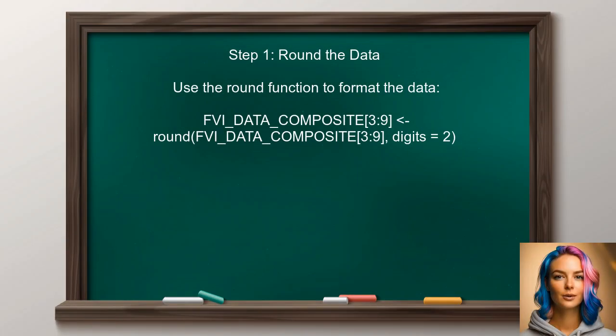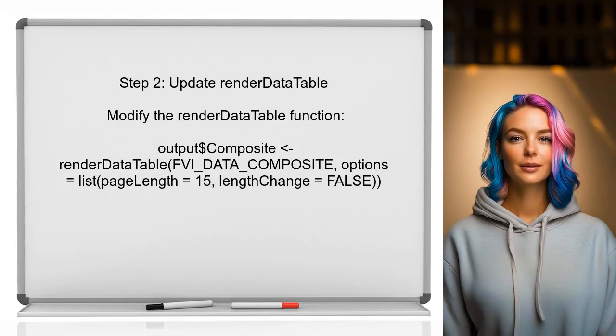To format the data table correctly, the user should first ensure that the data is rounded to two decimal places. This can be done using the round function in R. The user needs to apply this function to the relevant columns of their data frame. Next, the user should modify the rendered data table function to include the updated data frame. This ensures that the rounded values are displayed in the table.